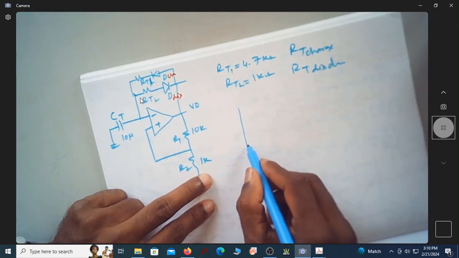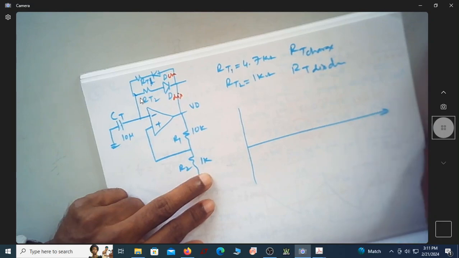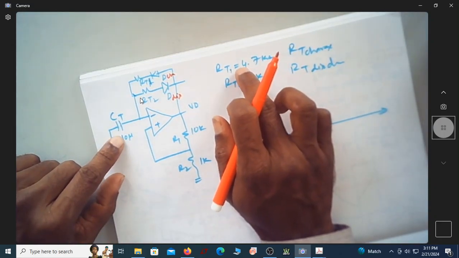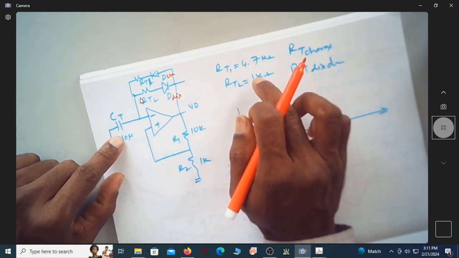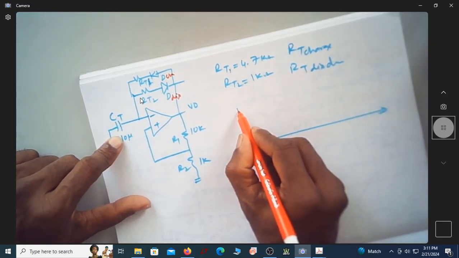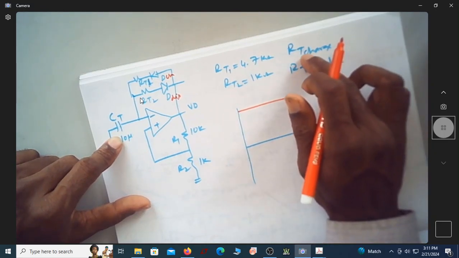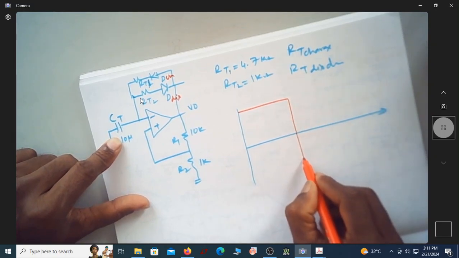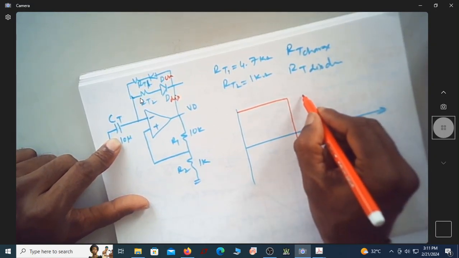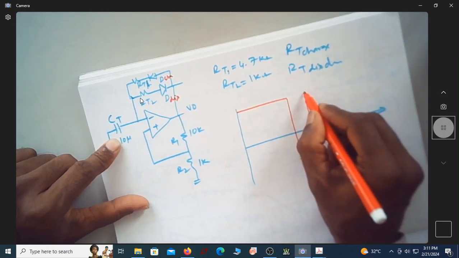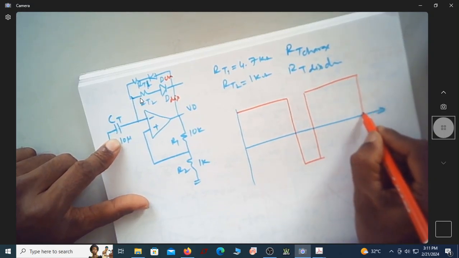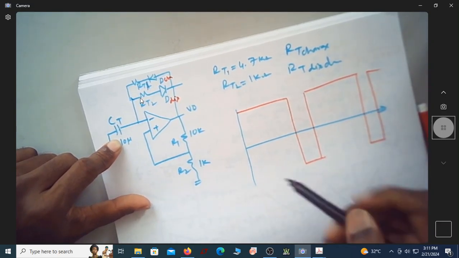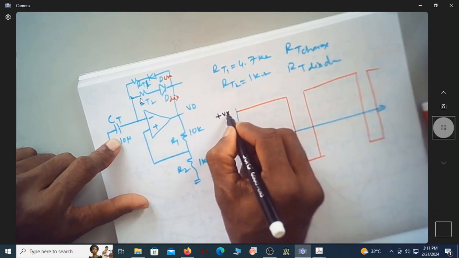Naturally, when you have the output voltage like this, since the charging time is more, because you have the same capacitor and RT1 is more than RT2 by almost 4.7 times, it takes longer time to charge. The discharge time is very quick, maybe only this much. So this is 4.7 times, and this is hardly, suppose you say, 1 time.